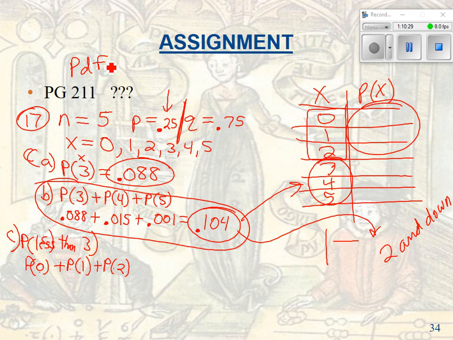The PDF one does one specific probability. The CDF does everything at and below.